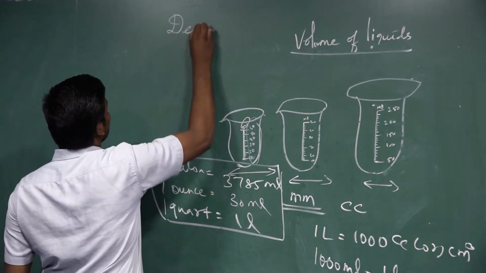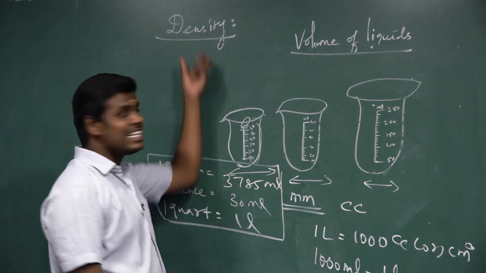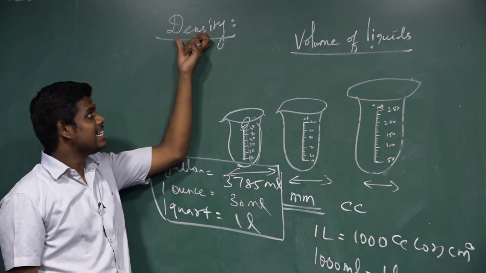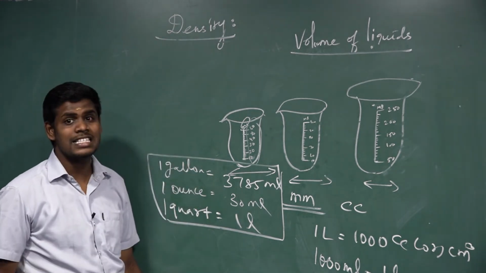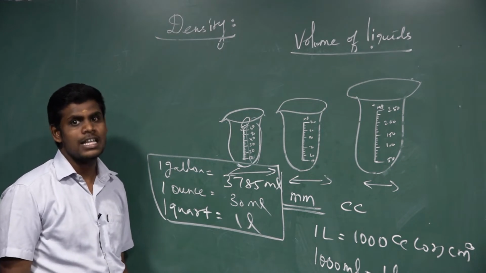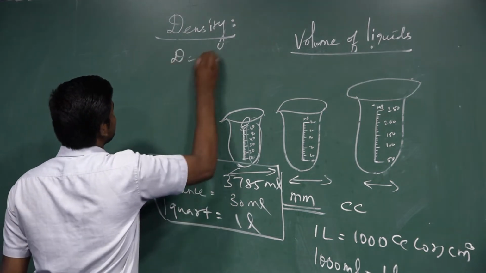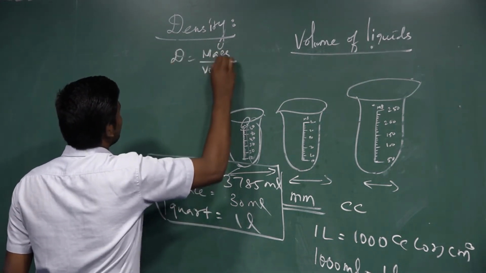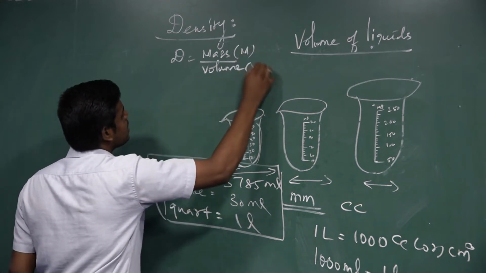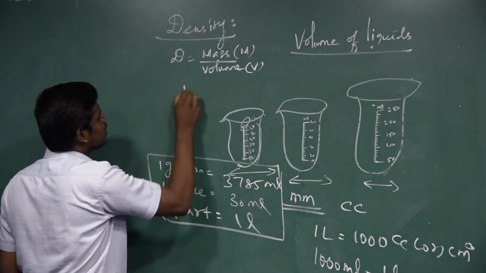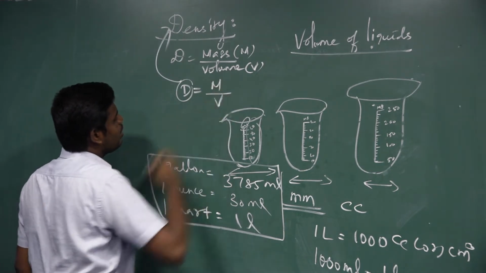Next, we are going to discuss density. In Tamil, we say adarthi. So, what is the definition of density? Density is defined as the mass of the substance contained in a unit volume. How can we derive the density? Density is equal to mass divided by volume. The mass is represented by the letter M and volume is represented by the letter V. So D is equal to mass divided by volume, where D means density.